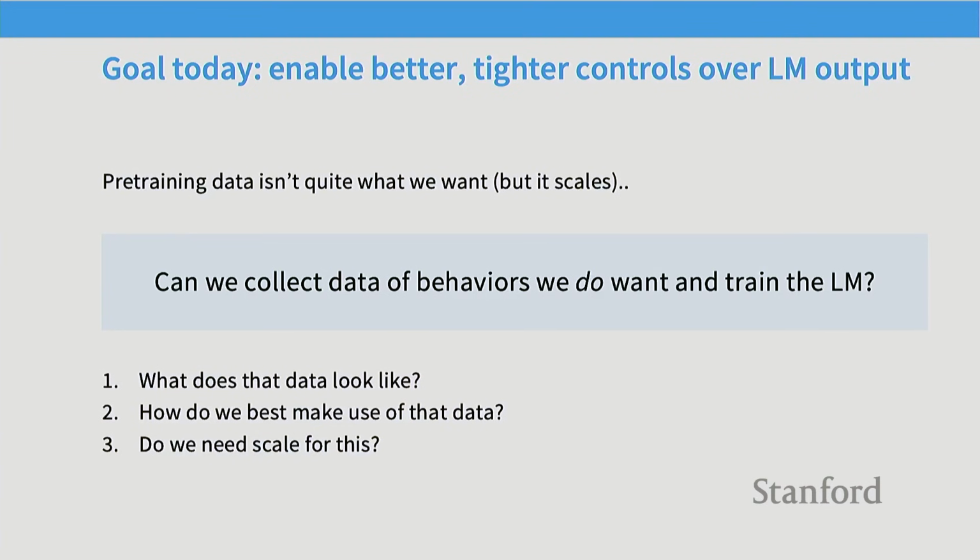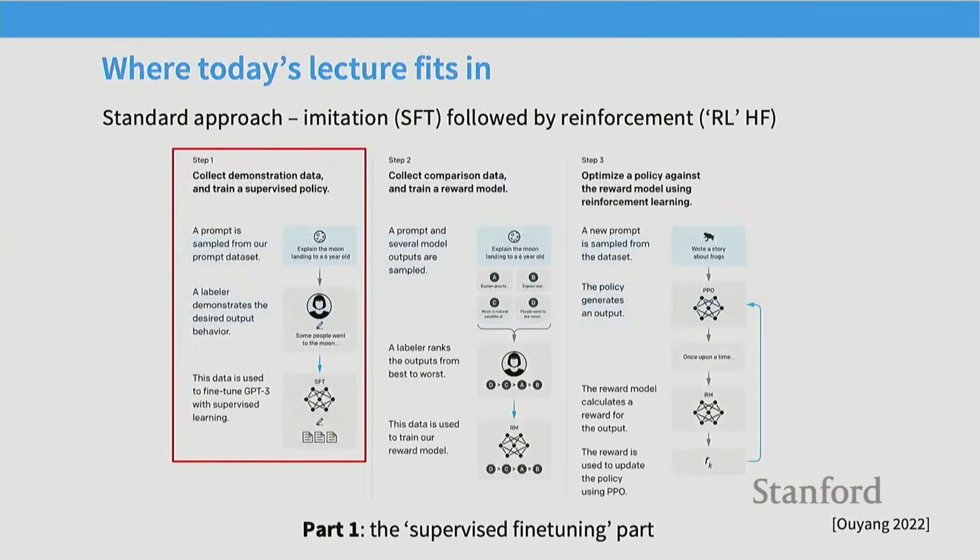And then finally, how do we scale this up? How do we do the usual things that we've been doing in this class? So the structure of this lecture is roughly going to mirror the InstructGPT paper, because a lot of the post-training pipeline that we have today is still off the InstructGPT paper. And so the first part of this lecture is going to be on supervised fine-tuning.